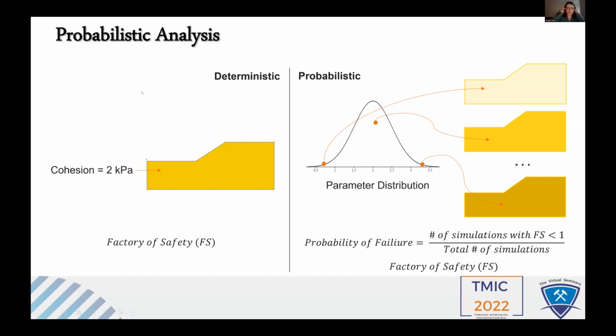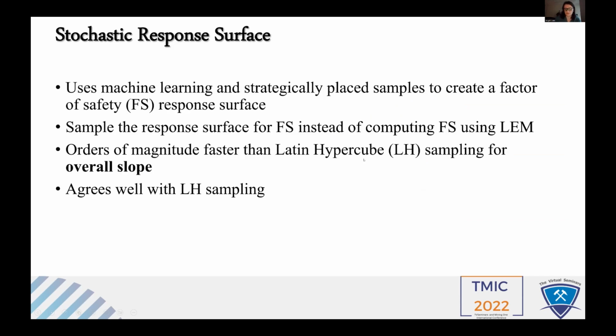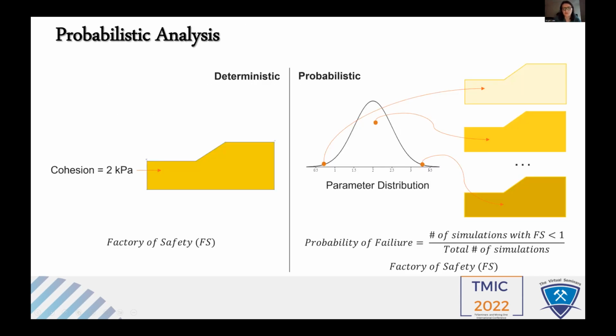Okay, so first, what is probabilistic analysis? Or what's the difference between deterministic and probabilistic? So for deterministic analysis, say you have cohesion, which you're trying to input into your analysis. You can only input one value, 2 kilopascals, for example. And from that one input, you get one output, factor of safety. With probabilistic analysis, instead of the single input, you input a distribution of cohesion. So for example, in this case, you have a distribution with a mean of 2, which ranges from 0.5 to 2.5.